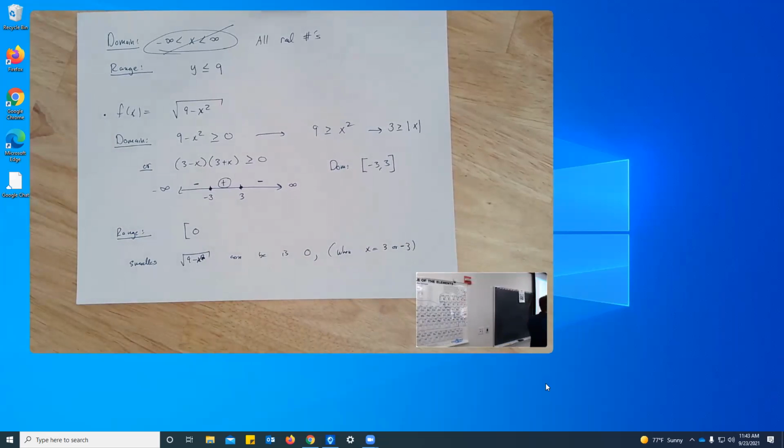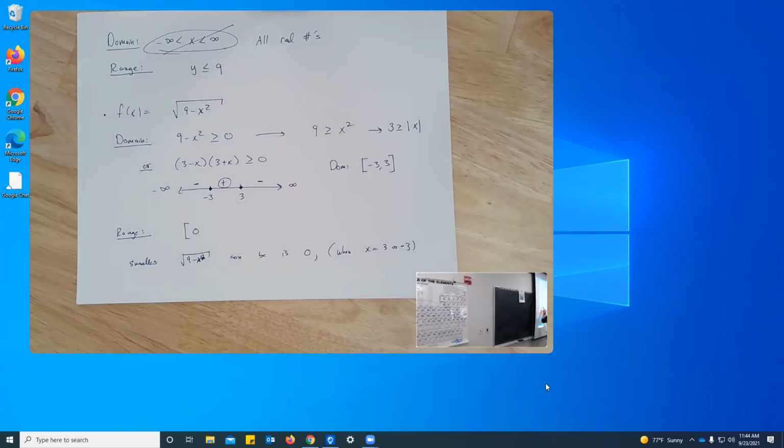To make the square root of 9 minus x squared the biggest, well, if I have 9 minus something, to make that quantity as large as possible, the thing I'm subtracting should be as small as possible. What's the smallest x can be? I should say, what's the smallest x squared can be?